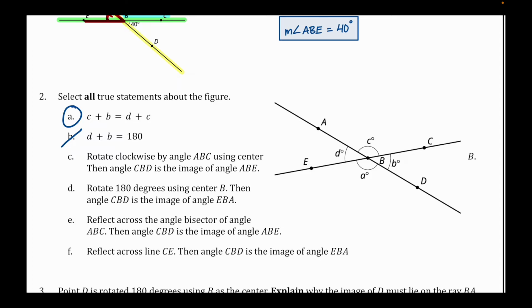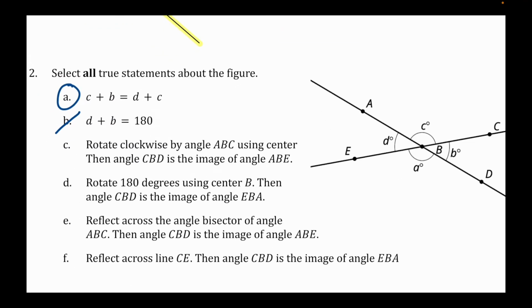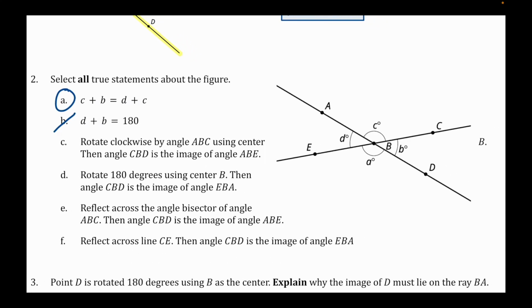Okay, so these are not going to be equal to 180. Let's look at C and D. Rotate clockwise by angle ABC. So this one here. Rotate clockwise by angle ABC using center. It actually didn't come out here, but it should be using center B. It just didn't print well in this document, so I'm sorry if that's also missing from yours. Using center B. Then angle CBD is the image of angle ABE.